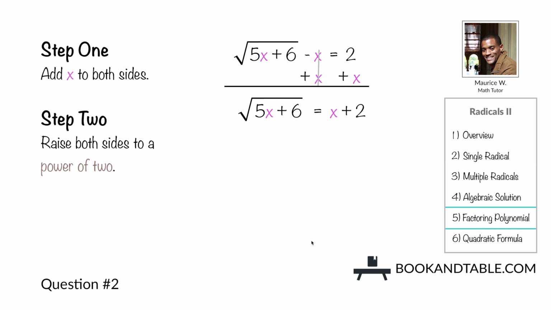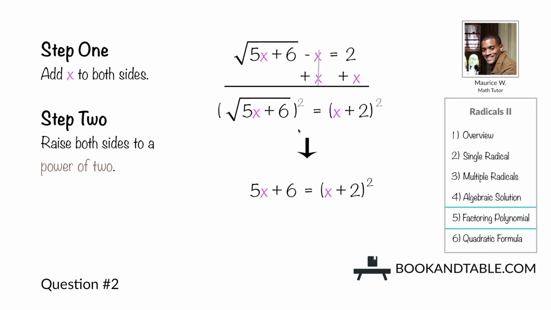Question number 2, we had the square root of 5x plus 6 minus x is equal to 2. Step 1, add x to both sides, isolating the first radical, the square root of 5x plus 6. And on the right side, we have 2 plus x, which is the same as x plus 2. To remove this radical sign, we are going to raise both sides to a power of 2, leaving you with 5x plus 6 on the left side of the equation, and x plus 2 squared on the right side of the equation.